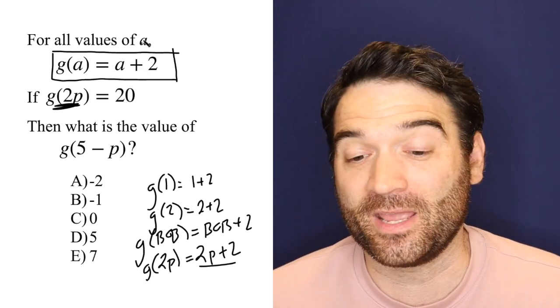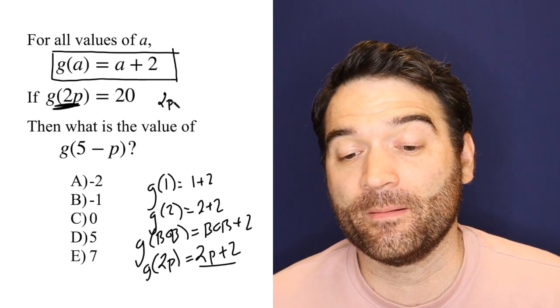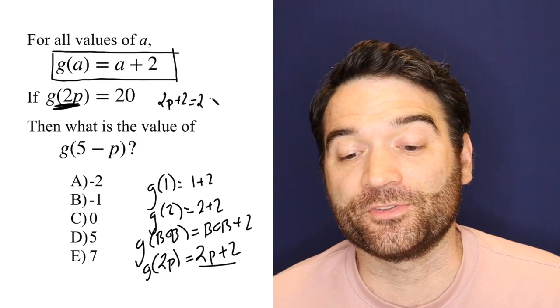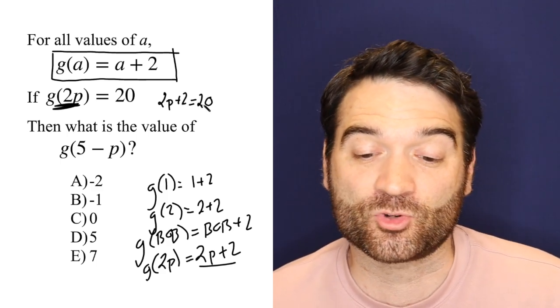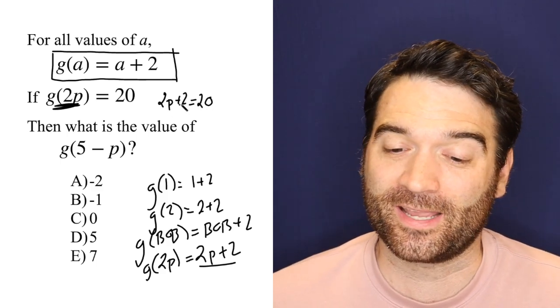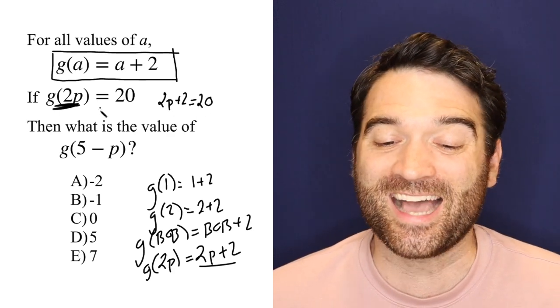Well, now I can solve for p, right? 2p plus 2 is equal to 20. And when I solve that, I subtract 2 and I divide both sides by 2. I get 18 divided by 2, so p is 9.